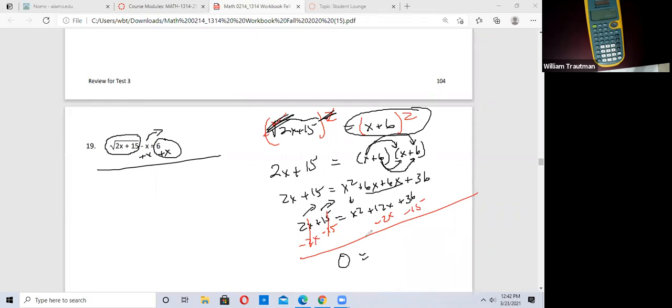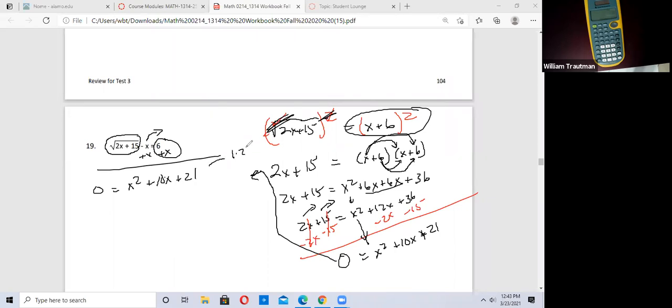And then I'm left with x squared. 12x minus 2x is a positive 10x. 36 minus 15 is a positive 21. So I'm going to bring this over here. I got 0 equals x squared plus 10x plus 21. And then I'm going to go ahead and factor it.